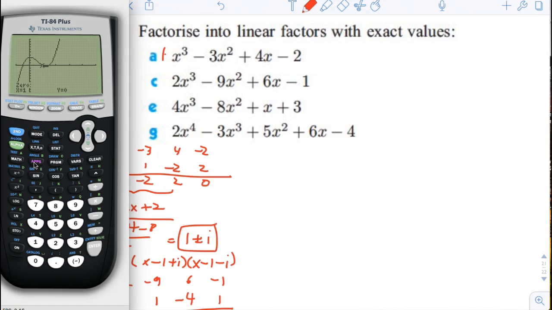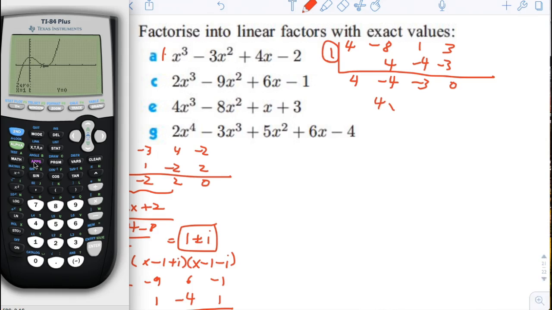So I can use synthetic division to find the others. I'm doing e right now, so it's 4, negative 8, 1, and 3. Bring down the 4, multiply, add, multiply, add, multiply, add. So one of my roots is 1. The leftover quadratic is 4x squared minus 4x minus 3.